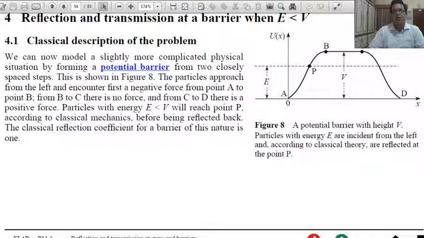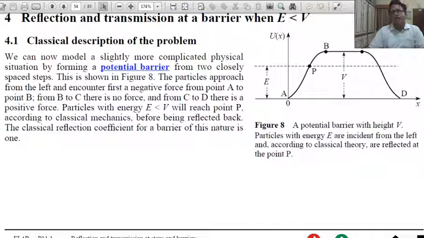Today's topic of discussion for MSc previous is the rectangular potential barrier. Similarly, as with the potential step, we start with reflection and transmission at a barrier when E is less than V. There are two conditions, E less than V and E greater than V.